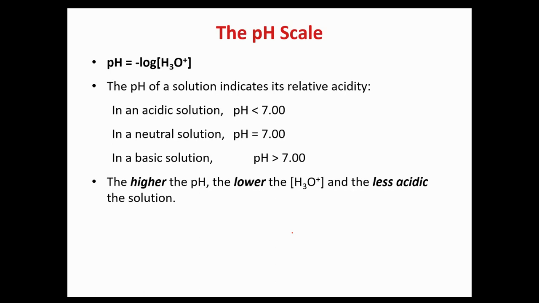The pH scale is for dilute solutions, and it's an indication of relative acidity. pH is the negative log of H3O+. So remember that the higher the pH, the lower the H3O+, and the less acidic the solution.